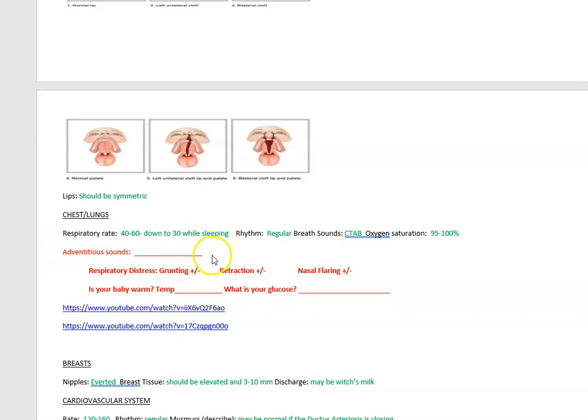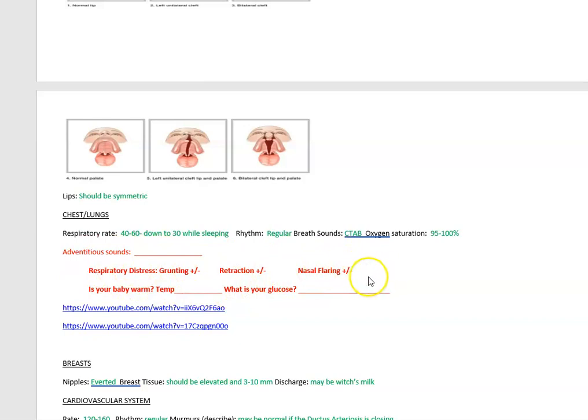Adventitious sounds: if we hear some wheezes or rhonchi, any type of fluid crackles in the lungs, that makes us concerned because we know these babies are going through a major transition, and so we have to find out why that's going on. Now, if they have respiratory distress, that is very concerning. That's when the baby grunts, retracts, and nasal flares. And here are two videos that are excellent to show grunting, retraction, and nasal flaring. This is a lot of work right here when they're going through this respiratory distress.